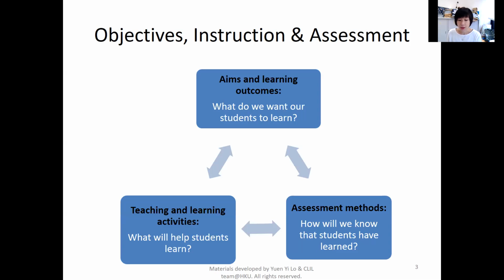Then, assessment allows teachers to know whether students have achieved the learning objectives. The assessment data then reflects students' strengths and weaknesses, which in turn inform the next teaching and learning cycle. The diagram here underscores the importance of aligning the three components to promote effective teaching and learning.